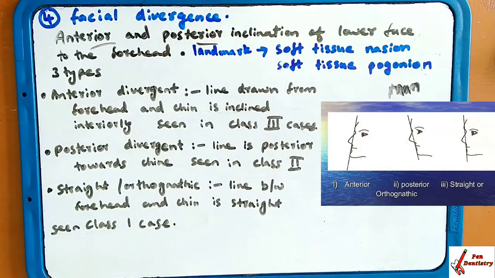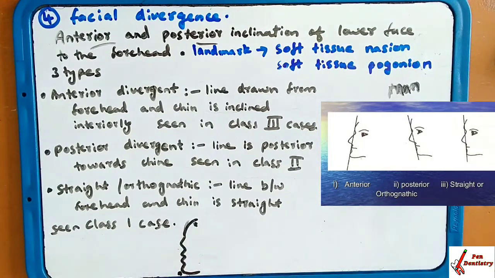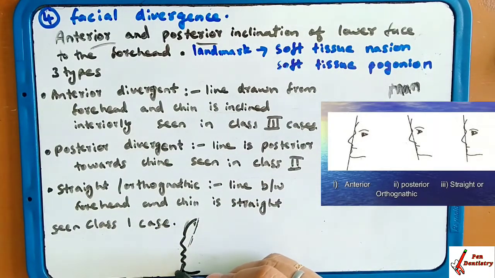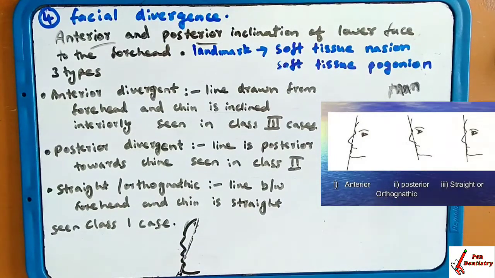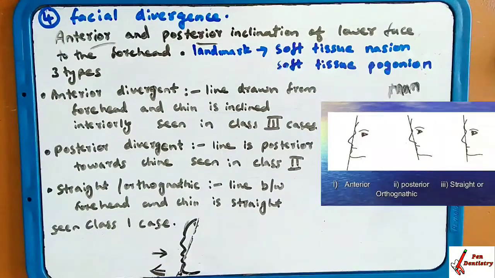As you can see in the picture, the anterior divergence line drawn from the forehead to the chin is inclined anteriorly. That means it is showing the inclination to the anterior side. It is seen in class 3. Why class 3? Because the mandible is showing protrusion and the maxilla is showing retrusion. Malocclusion class 3 is seen in anterior divergence.